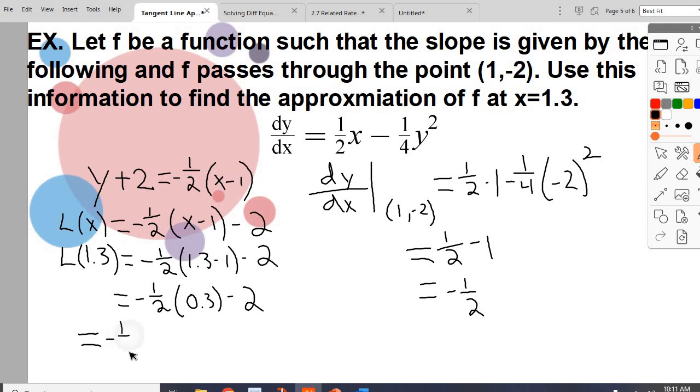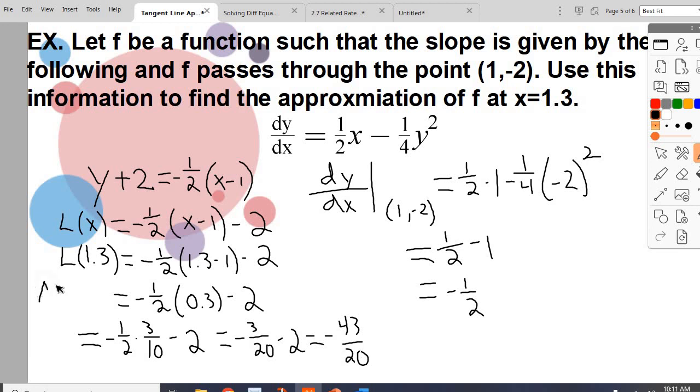Okay, so I have negative 1/2 times 3/10. So what does this now give me here at the start? Negative 3/20 minus 2. So 2 would be 40/20. So we get negative 43/20. Yep. And that'll be it.